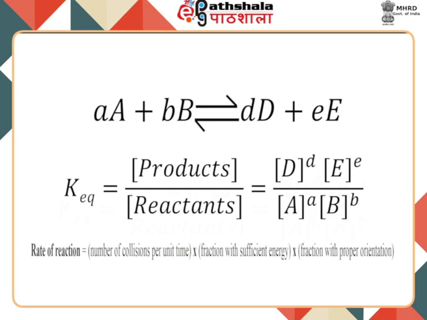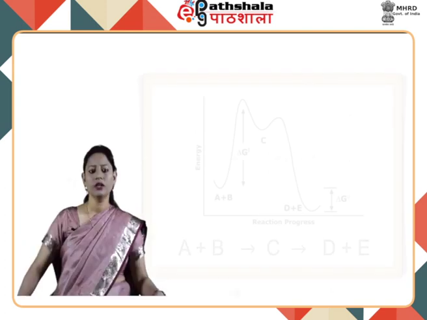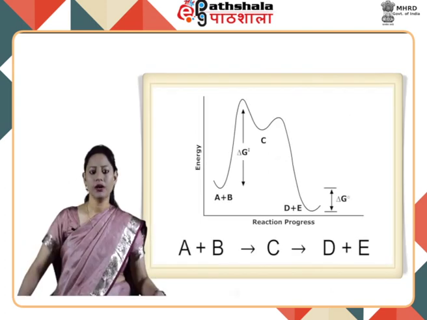So, the rate of reaction will be equal to the number of collisions per unit time, multiplied by the fraction with sufficient energy, multiplied by the fraction with proper orientation. The energy profile diagram for a reaction A plus B giving D plus E is shown here. C is the intermediate formed.